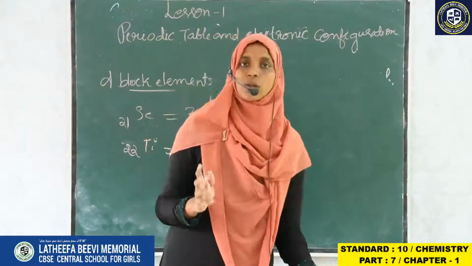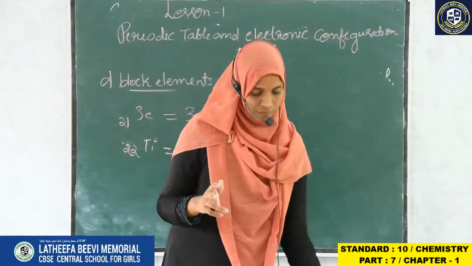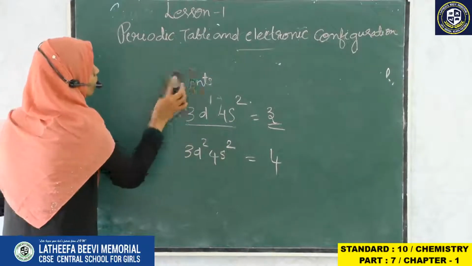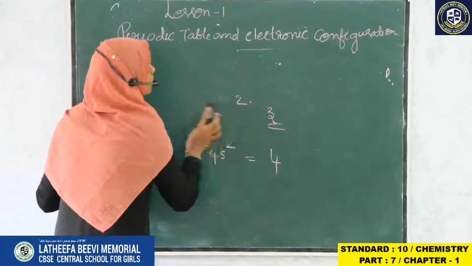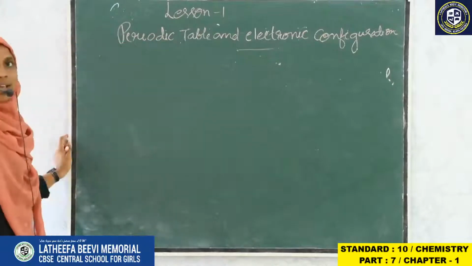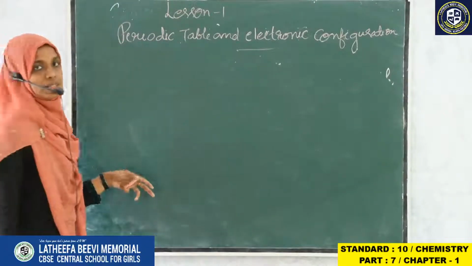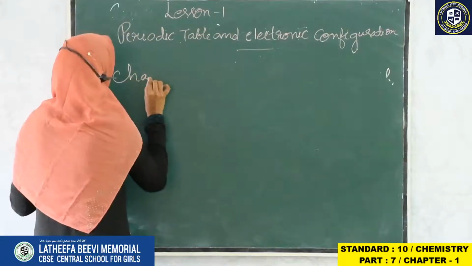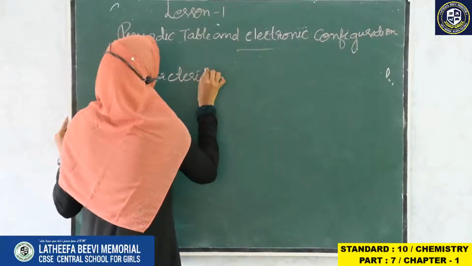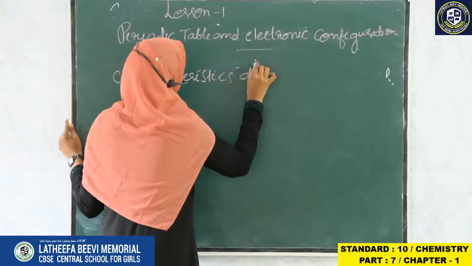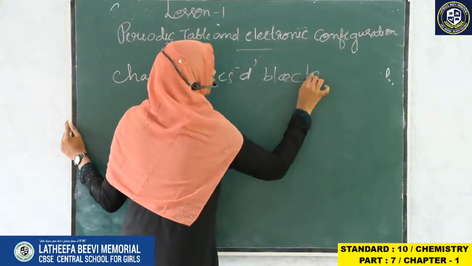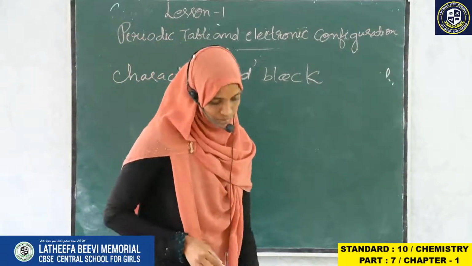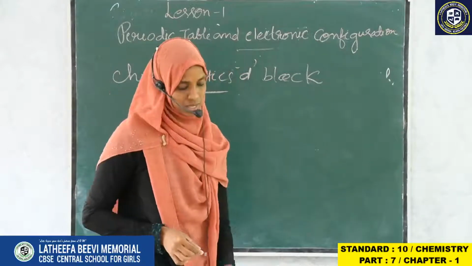So this is about how to calculate the group number of D block elements. Then we are going to discuss the characteristics of D block elements. When calculating the group number of D block elements, we add the number of electrons present in the S subshell and also the number of electrons present in the D subshell. Okay. So next we are going to discuss the characteristics of D block elements. In the previous classes we discussed the characteristics of S block and P block. In this class we will discuss the characteristics of D block elements.